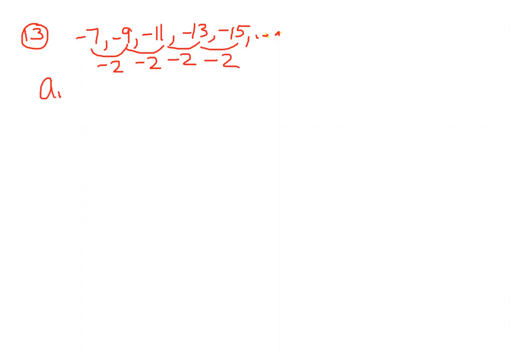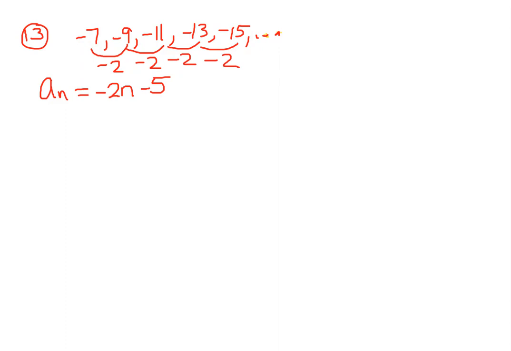So our an, now we don't have to start with a1 because it's not recursive. It's an explicit formula. So our an is going to be -2n. When we have a common difference like that, we multiply n by it and then see what we have to do. -2 times -7 is -14, or +14. And what do we have to do to that to get -9? We have to subtract 5. That was wrong.